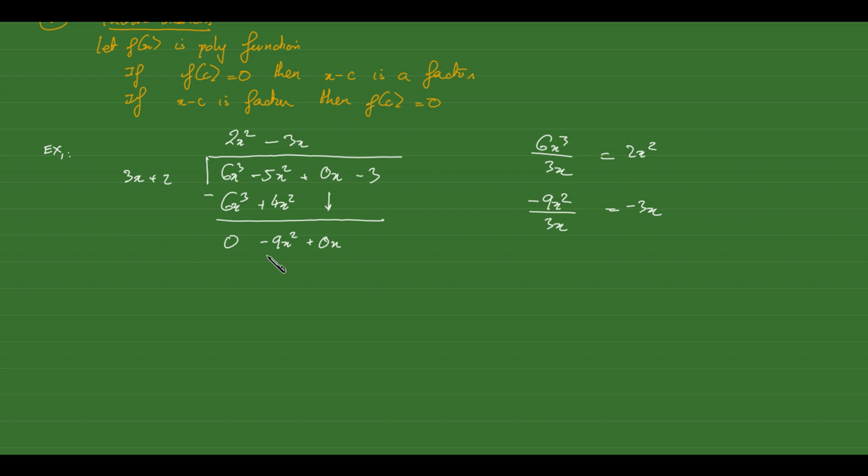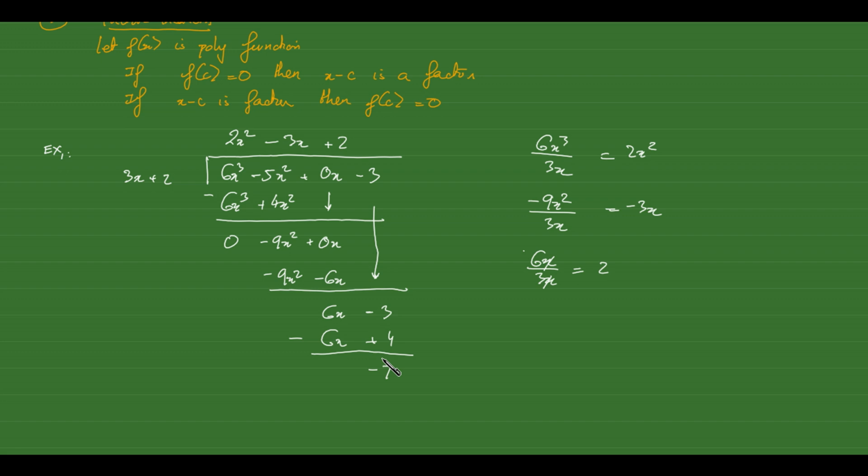Multiply negative 3x back: negative 3x times 3x is negative 9x squared, and negative 3x times positive 2 is negative 6x. Subtraction: when you subtract, you change the sign, so it becomes positive 6x squared. Now drop down the negative 3. Oh, this is negative 6, I'm sorry. Now 6x divided by 3x will be 2, so it's 2 over here. Multiply 2 times 3x and 2 times 2 is 4. Do the subtraction, and that gives you negative 7. So the answer is negative 7.